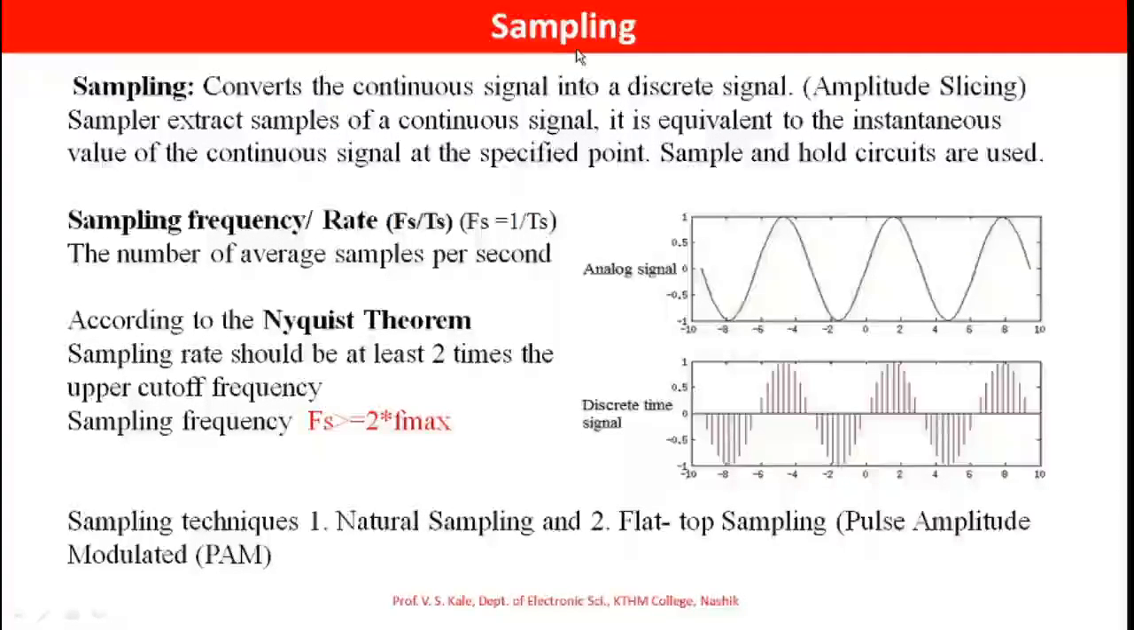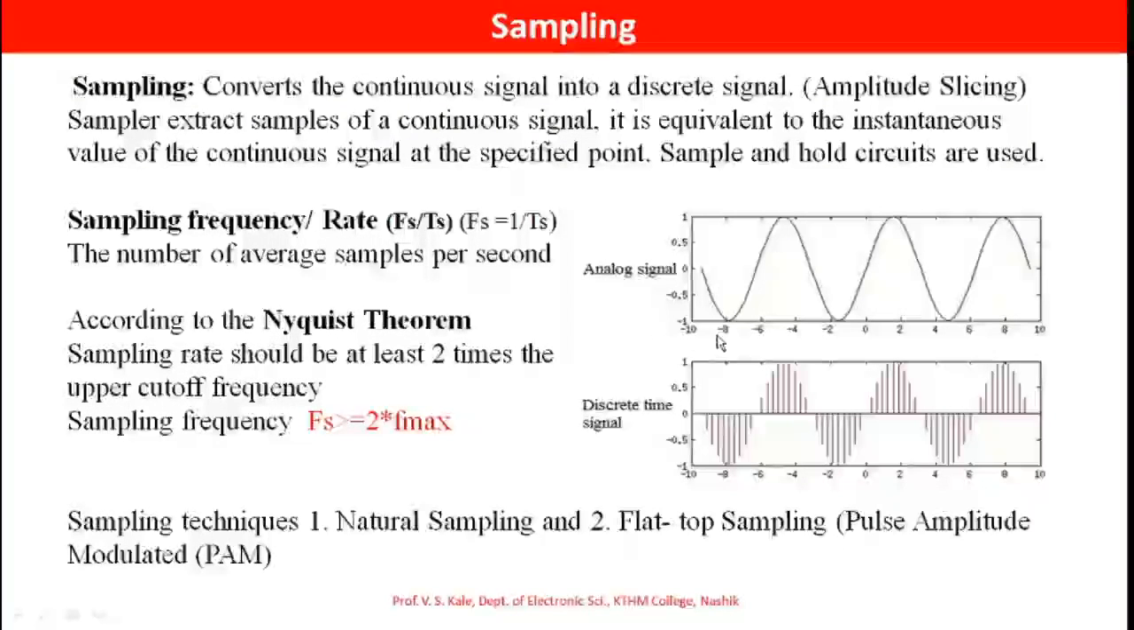Now see the details of sampling. Sampling converts the continuous signal into a discrete signal, that is amplitude slicing is there. Sampler extracts samples of continuous signal. It is equivalent to the instantaneous value of the continuous signal at the specified point. For that purpose, sample and hold circuits are used.